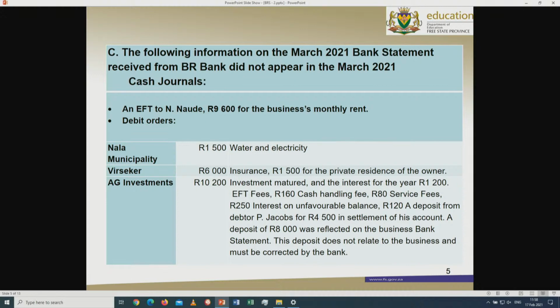The investment matured and the interest for the year. If it's maturing, it means it has expired. We are getting it back from the bank. EFT fees, cash handling fee, service fee, and such things. Remember, we said those are the items of bank charges, except the interest expense and interest income, which is interest on unfavorable balance or interest on bank overdraft, is not part of the bank charges. It will be recorded separately.